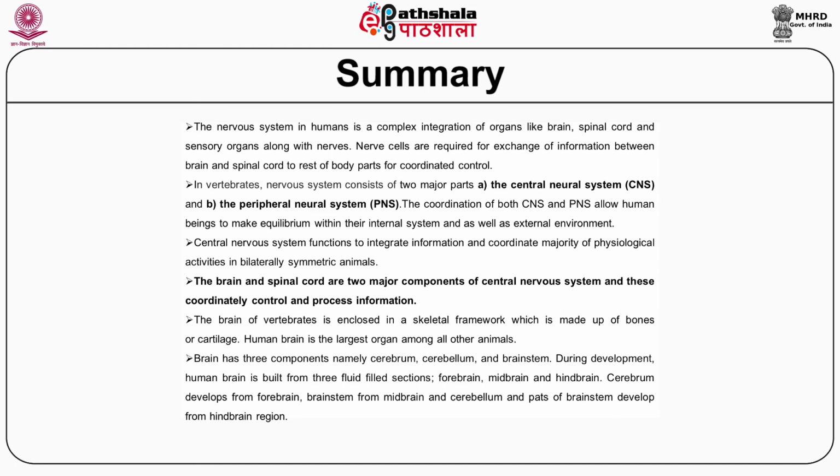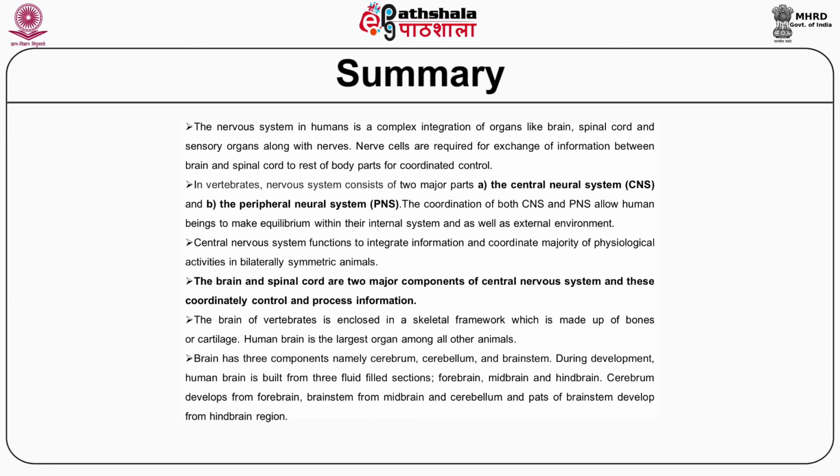The central nervous system functions to integrate information and coordinate the majority of physiological activities in bilaterally symmetric animals. The brain and spinal cord are the two major components of the central nervous system, and these coordinately control the processing of information. The brain of vertebrates is enclosed in a skeletal framework made up of bones or cartilage, and the human brain is the largest organ among all other animals.